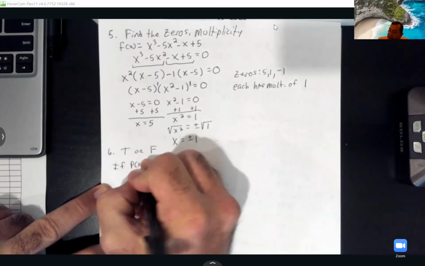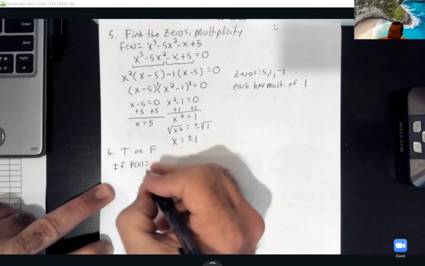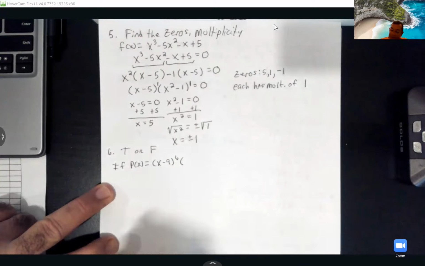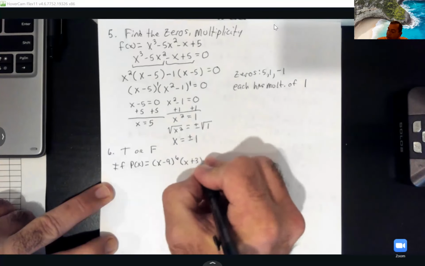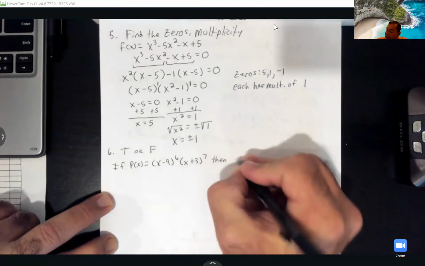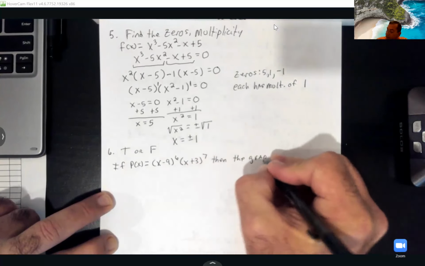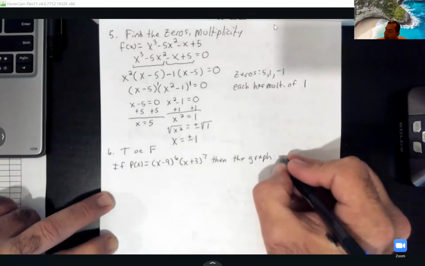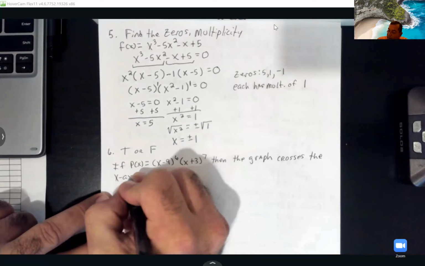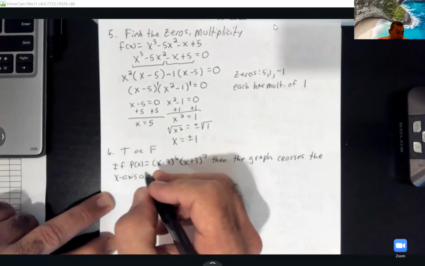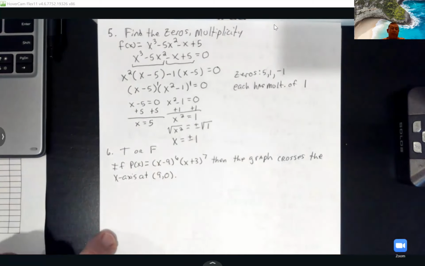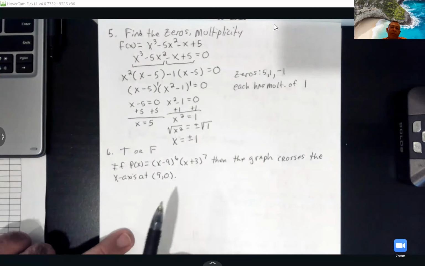If P of X equals X minus 9 to the 6th times X plus 3 to the 7th, then the graph crosses the x-axis at 9, 0. So we want to know if this is true or false.